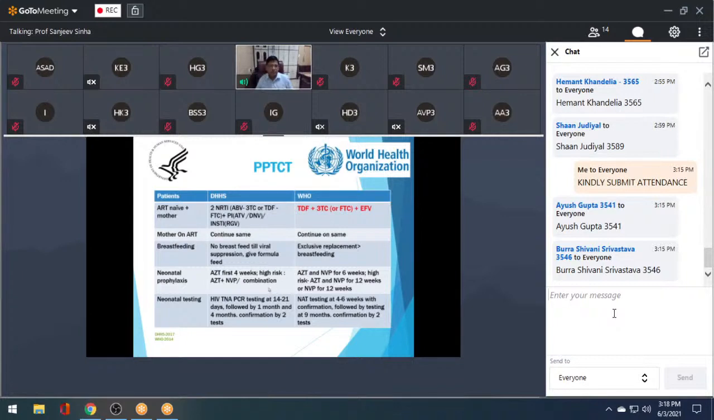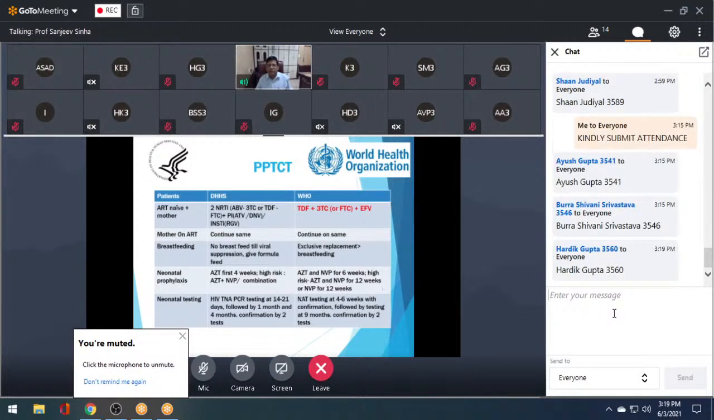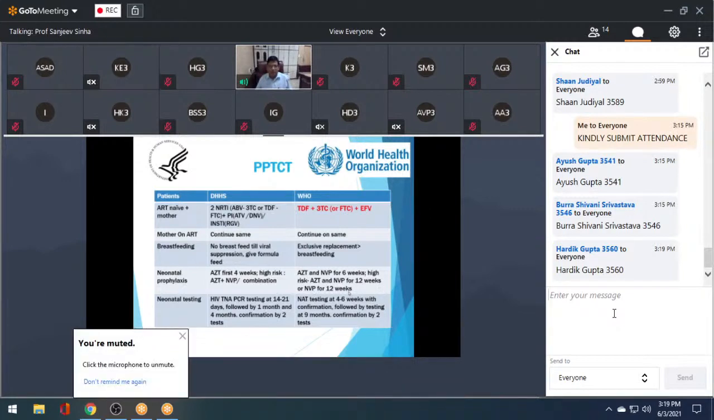If the mother is already on ART, we continue with the same regimen, and if breastfeeding, we should consider replacement feeding, as I displayed in the previous slide. And for neonatal prophylaxis, we give nevirapine for 6 weeks, or nevirapine for 12 weeks in the high-risk group.